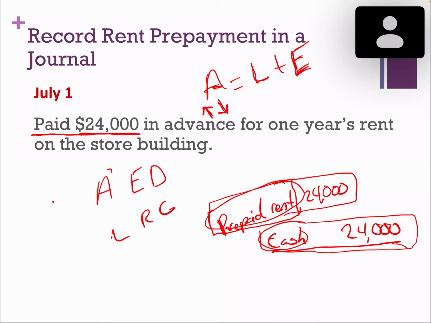Okay, so assets, to get them to go up, debit those accounts. To get them to go down, we credit the asset account to get it to go down. Okay.